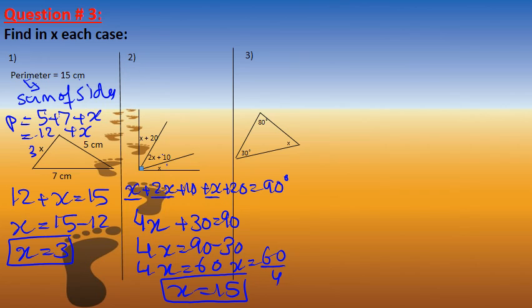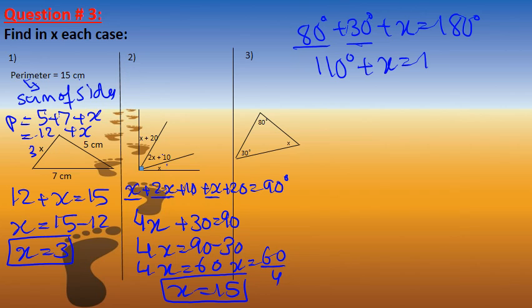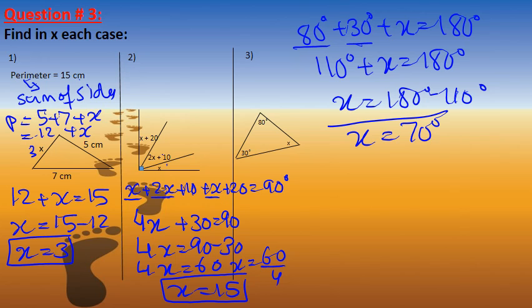Now this is a triangle. In the triangle, the sum of angles is equal to 180 degrees. So 80 degrees plus 30 degrees plus x is equal to 180 degrees. 80 degrees plus 30 degrees is 110 degrees, plus x equal to 180 degrees. Then x is equal to 180 degrees minus 110 degrees. X is equal to 70 degrees.